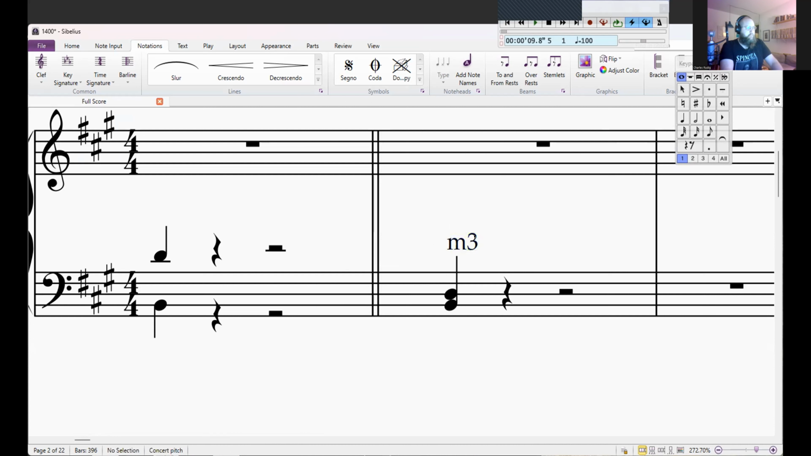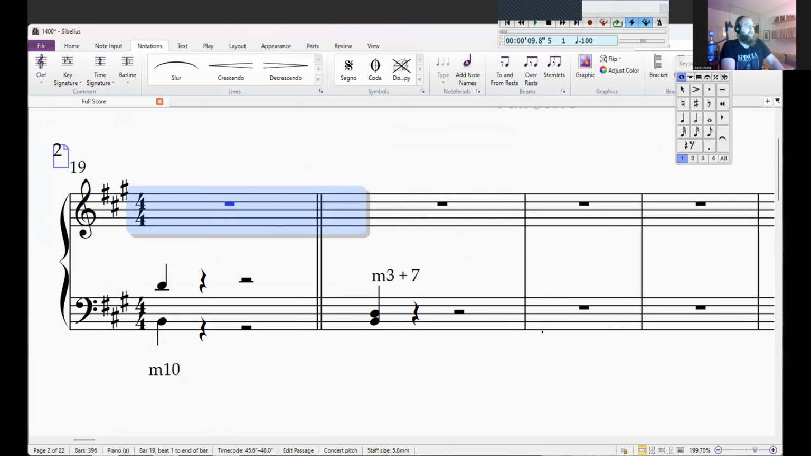Okay, this is a minor third. Now you just, like I said, to get that octave in, you do +7, and that gives you a minor 10. Okay, cool. So last thing I want to talk about, inverting intervals.